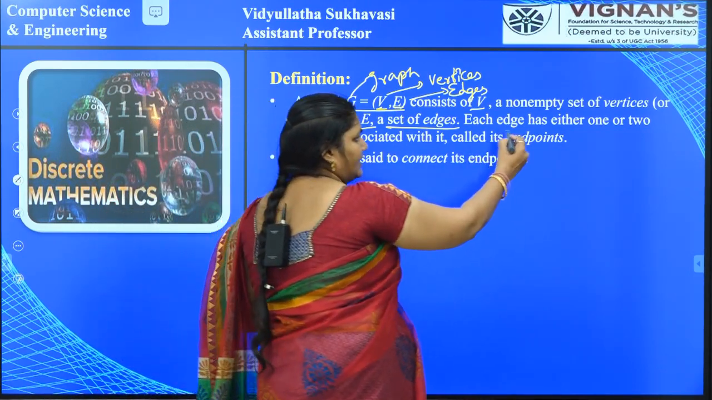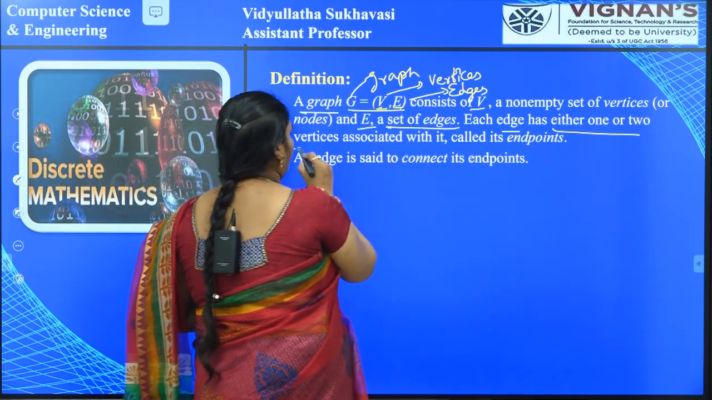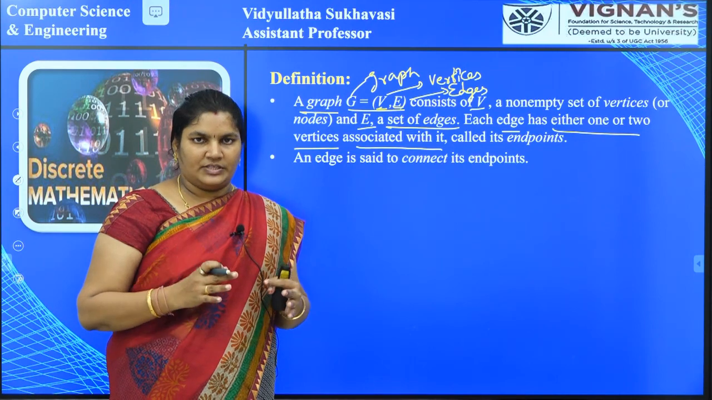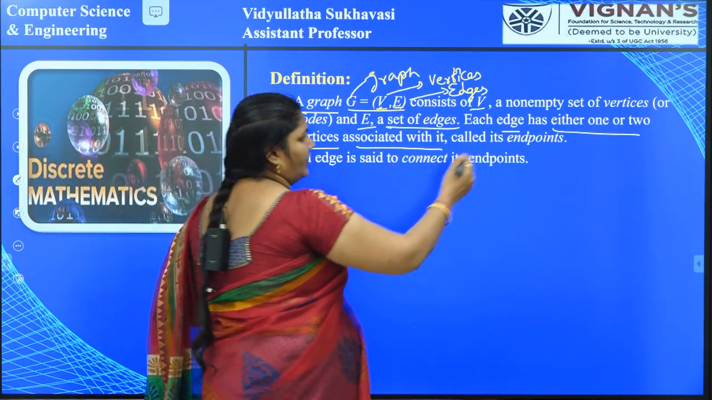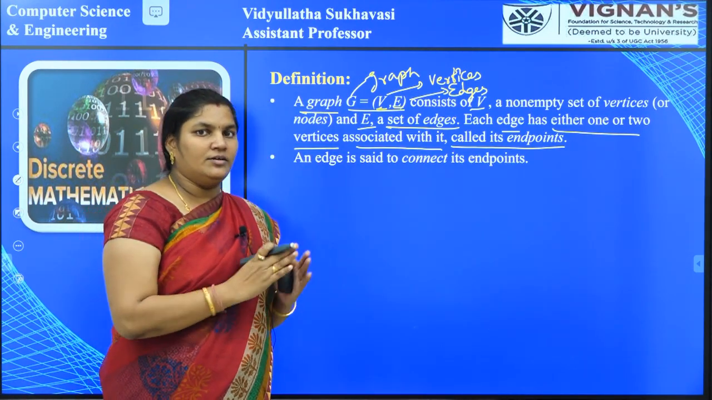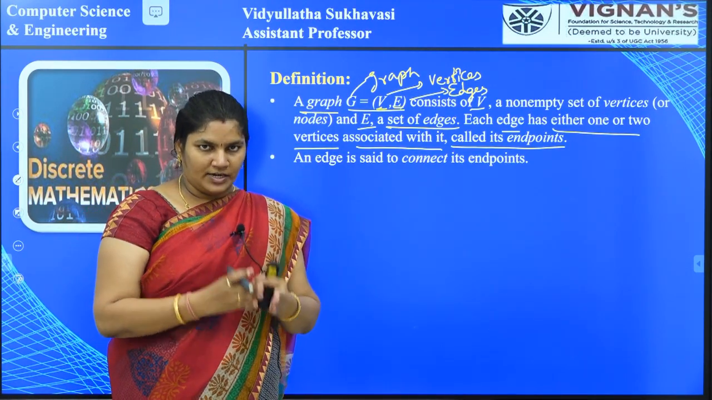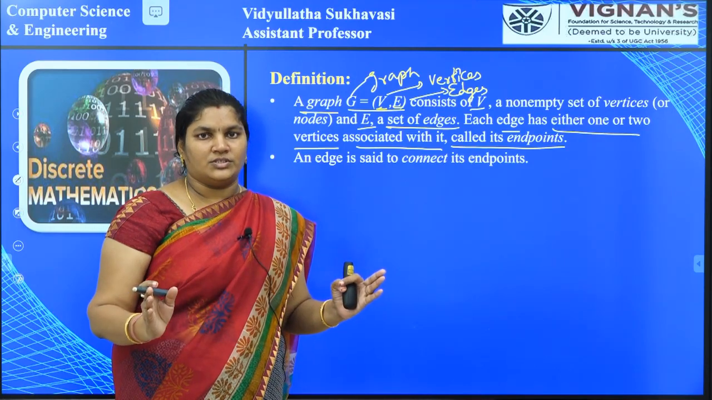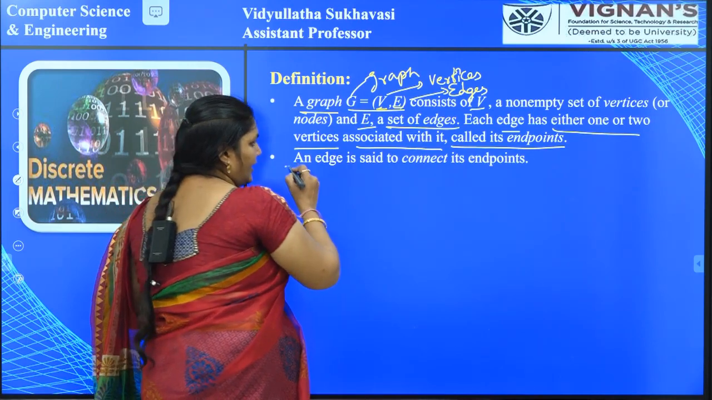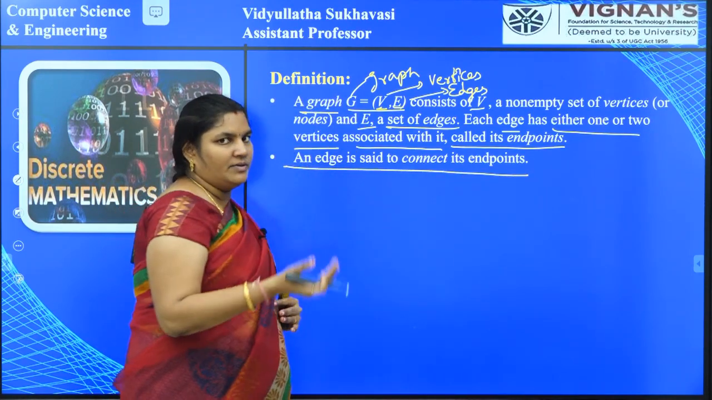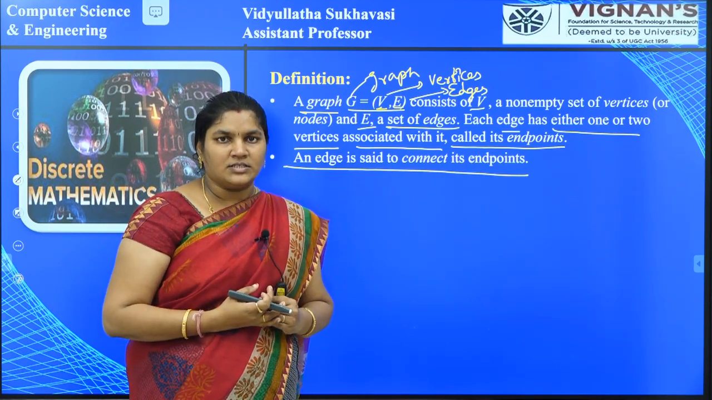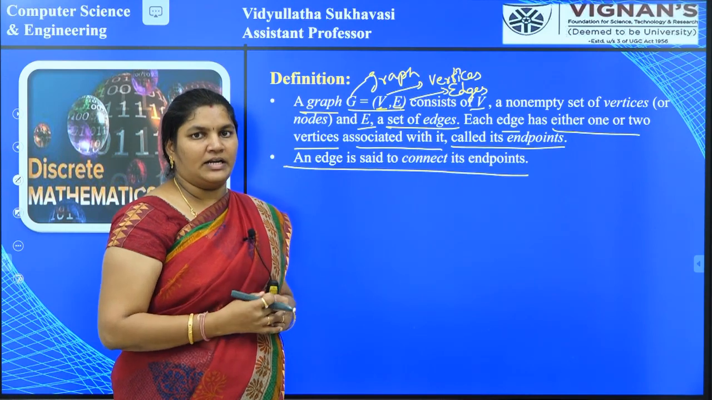Next, each edge has either one or two vertices associated with it. How are we going to connect two vertices? With an edge. That's why we call those end points. We connect two vertices with an edge, and for that edge, those two nodes are called endpoints. An edge is said to connect its endpoints.